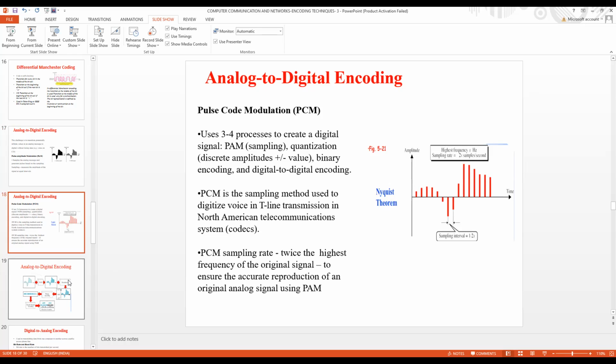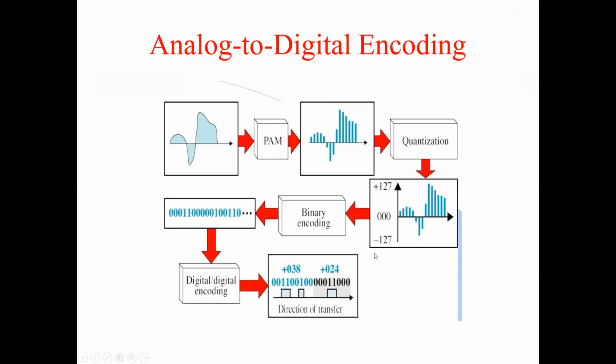Now we will see the block diagram. So this is the analog to digital encoding. What is done in the PCM? The first step is PAM, pulse amplitude modulation. This is our analog signal. This is the first step.